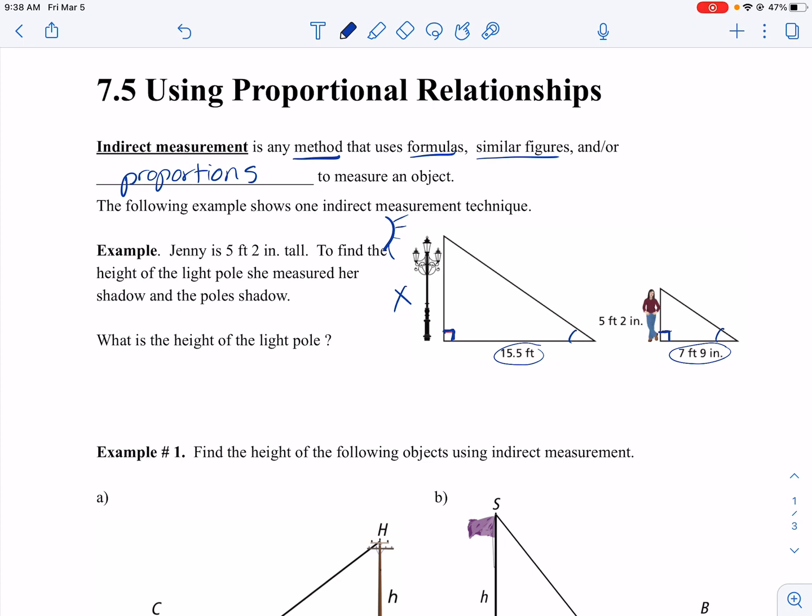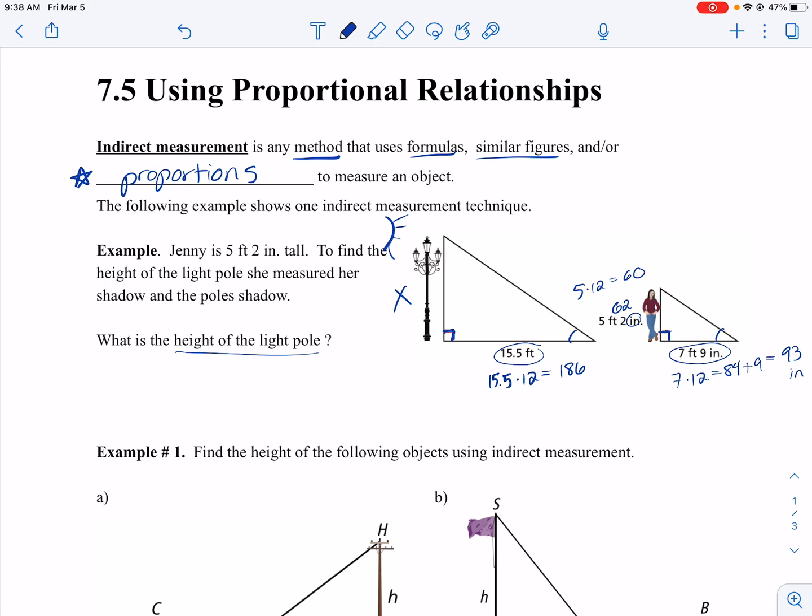And now if you want to find the height of the light pole, we can just set up a proportion and cross multiply. The first thing we probably want to do is write all of our measures in the same units. So you can see you have feet. Let's just convert these all into inches. So 15.5 feet in inches, just times 12, gets us 186. 5 feet times 12 is 60, plus 2, so Jenny is 62 inches. And then 7 feet times 12 is 84, plus 9 gets us 93. Okay, so now we have every single height in inches.